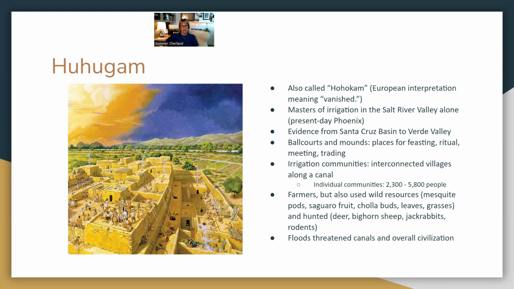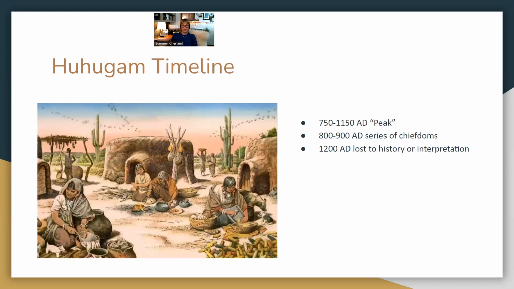The Salt River regularly flooded until about 1911. We will talk about that as a class later. So the floods typically threatened their canals, as did overcivilization. So these were kind of the threats to the Huhugam. And I mentioned the Salt River. They typically irrigated either the Salt River or the Gila River.